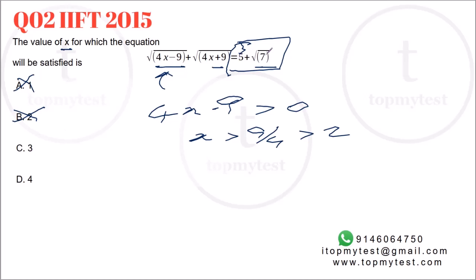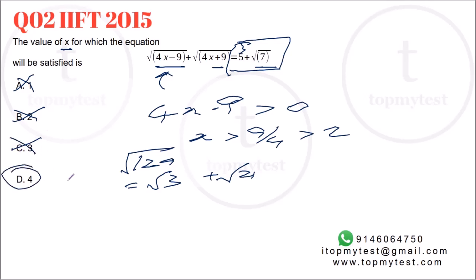You can substitute the values and solve it. If you put 3 here, 4 into 3 is 12, minus 9, square root will be root 3. Right, 4 into 3 is 12, 12 plus 9 is root 21. Now this does not resolve to 5 plus root 7, so this is out. Option D will be your correct choice.